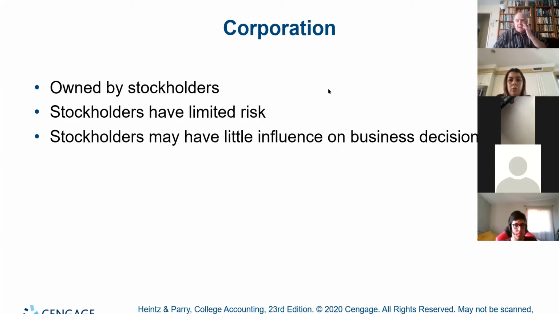Corporations are owned by stockholders, you and me. We go out and we buy 10 shares of Coca-Cola. We buy 100 shares of Microsoft. We own the company. We're the owners. The stockholders have limited risk. If the corporation goes bankrupt and it owes millions and millions of dollars, the owners of the company are not going to be arrested and thrown in jail, unless there's fraud involved, of course. So the corporations have that protection.